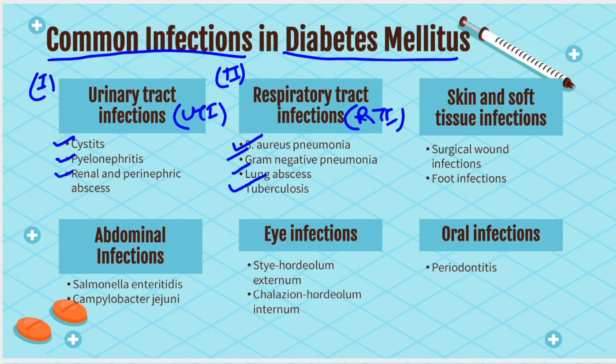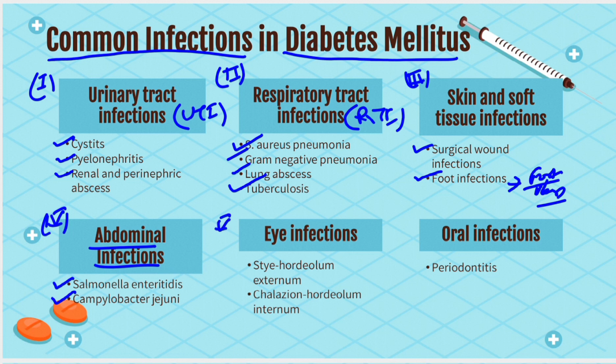The skin and soft tissue infections are also very common in diabetes. This consists of various surgical wound infections, and foot infections which cause the development of foot ulcers, about which we will discuss in detail in another presentation. Another common infection is abdominal infections, which lead to development of Salmonella enteritis and Campylobacter jejuni infection.